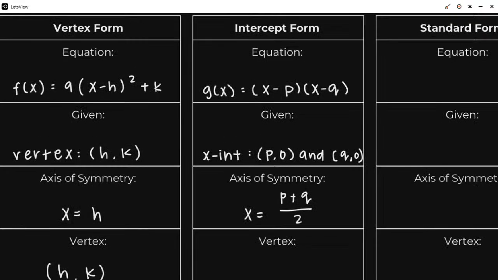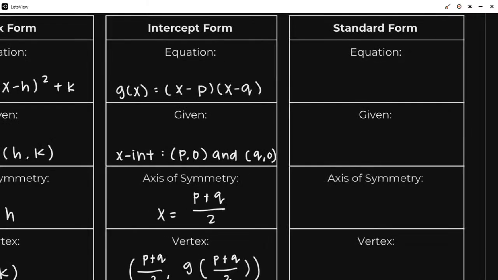Then for the vertex, that would be our x-coordinate of the vertex. So that would be (p plus q) over 2, and then g of (p plus q) over 2. So after you find that x value, you'll plug it back into your equation, and then that'll give you the y-coordinate of the vertex. And the last one is standard form.